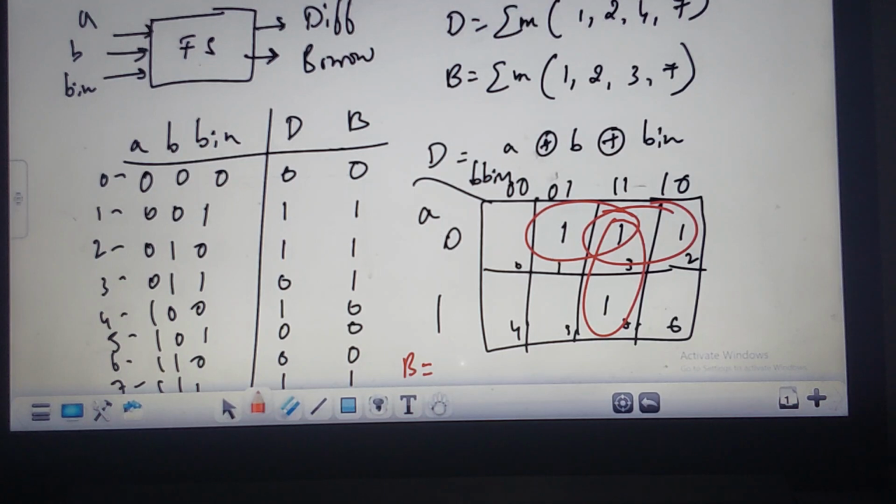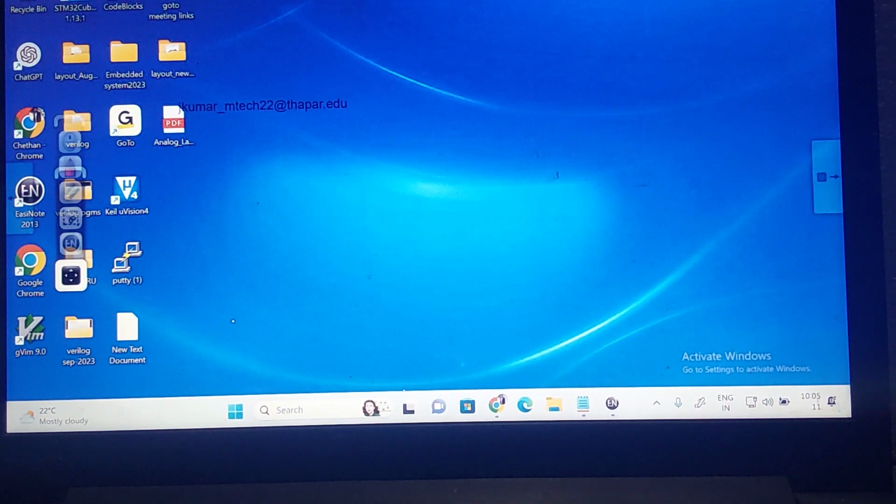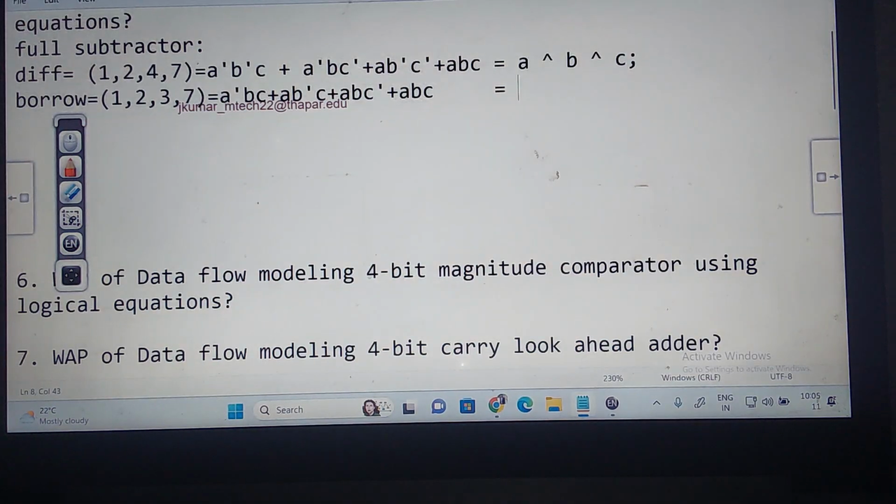So for this, it is nothing but A bar. B will knock out. You will be getting Bin, plus. For this, 3 and 7 grouping is B, Bin, correct? Plus. For this grouping, A bar B. A bar B plus A bar Bin plus B into Bin. So this is the expression for the borrow. Right? Can you tell me what is the borrow expression now? A bar B plus B Bin plus A bar Bin. You understand? So this is the borrow expression.